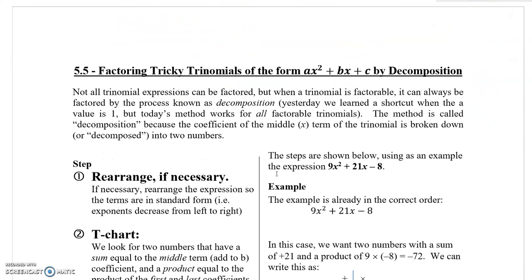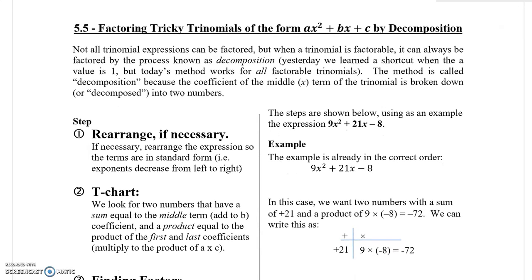Let's walk through that together. Factoring tricky trinomials of the form ax squared plus bx plus c by decomposition. I'm not going to read all the words here. There's a lot there. You can read them yourself. But the key thing there is it says decomposition. We want to decompose these things, and we want to recognize that I'm decomposing into two terms. The x is going to decompose into two terms.